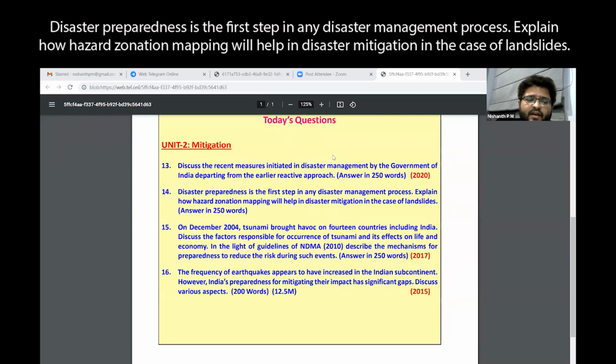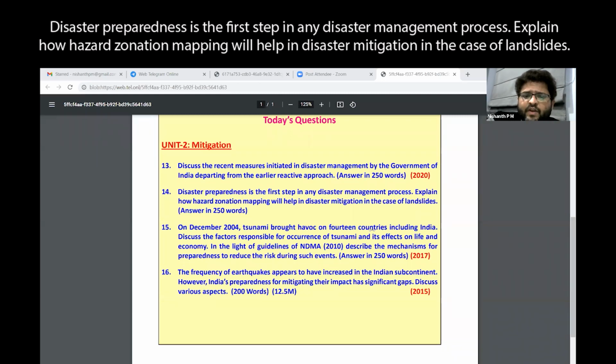Okay, and then when you have this particular approach, the next important thing is the zonation mapping. How do we do the zonation mapping? Basically, you can use GIS systems. We were talking about the GIS system, right? So you can write about the use of the GIS system, and also how it can be used to map a certain place and immediately take action.